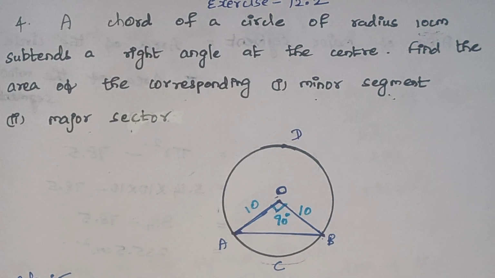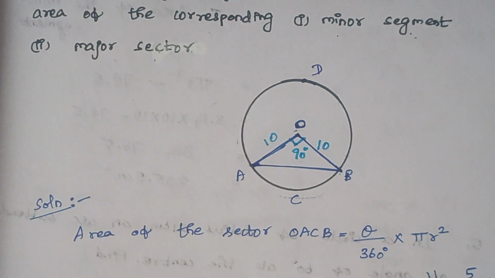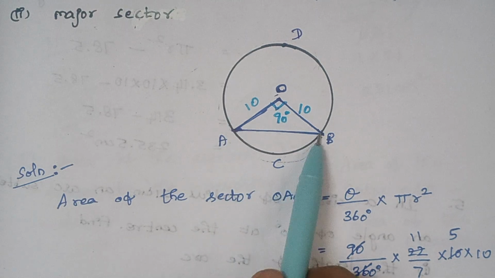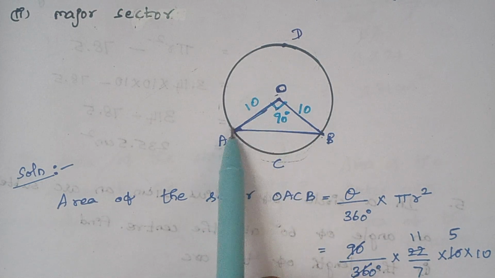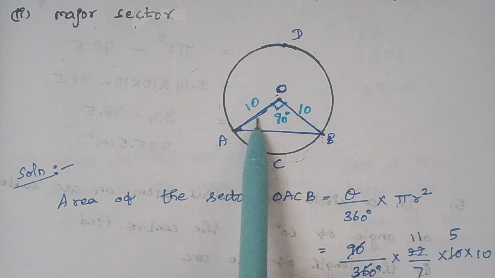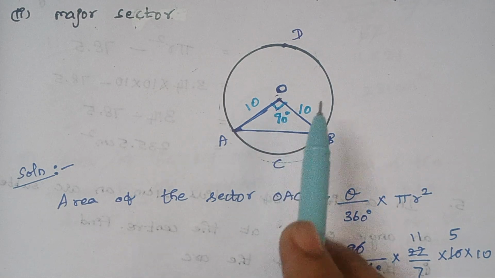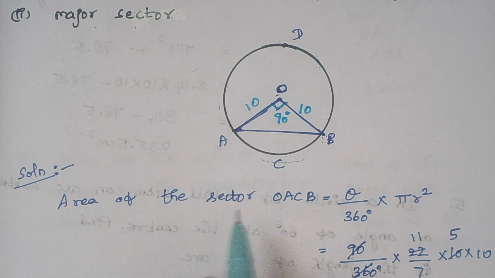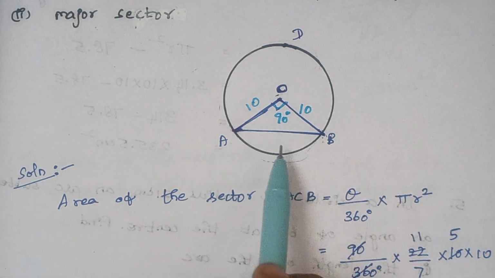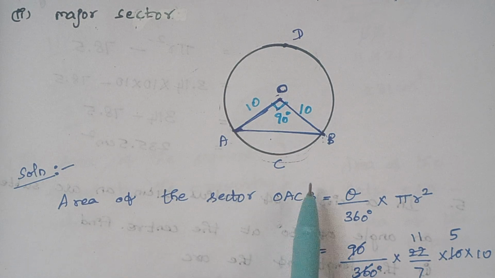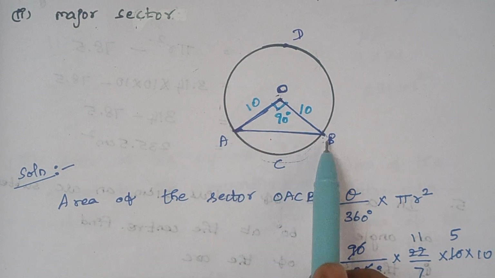So the first thing we proceed with is the area of the sector OACB, because since we need this part, we have to find the area of this entire sector and then subtract the area of this triangle. So for the area of the minor segment ACB, first we start with the area of the sector OACB.